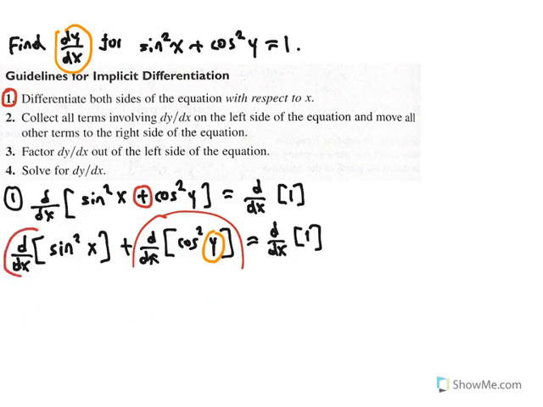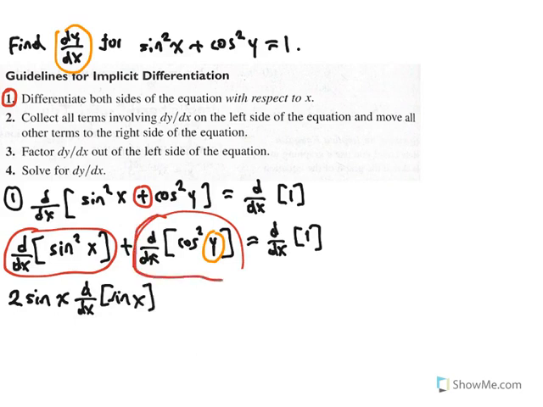So we will begin by finding the derivative with respect to x of sine squared x by using the chain rule. So we take the derivative of the outside function evaluated at the inside function and multiply by the derivative with respect to x of the inside function. And then we go to the derivative with respect to x of cosine squared of y. So we will have to use the chain rule.